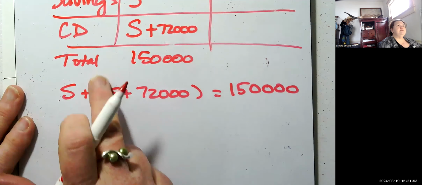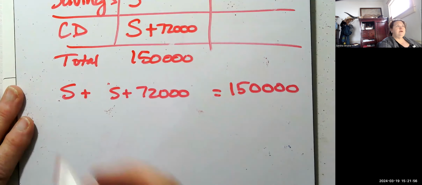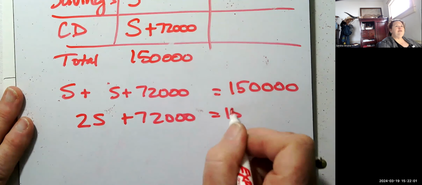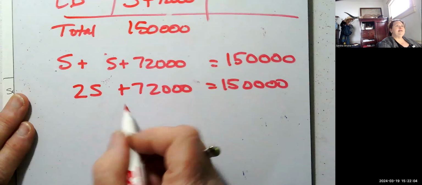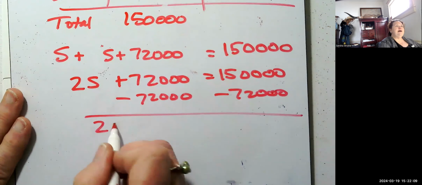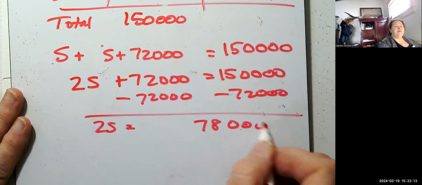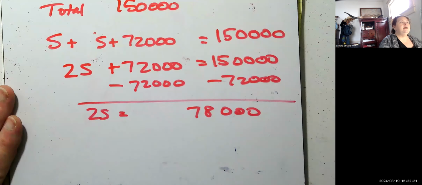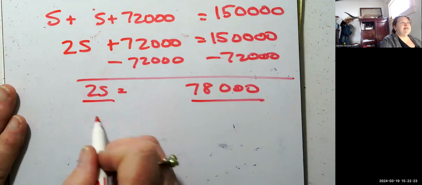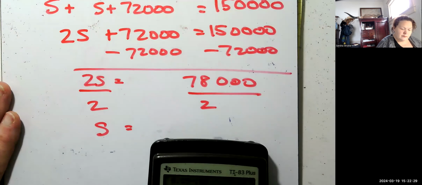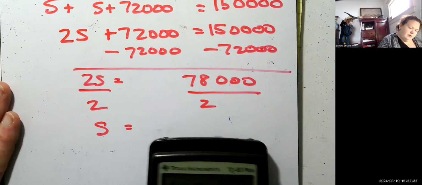I can drop the parentheses. I was just representing the fact that I was presenting both. S plus S is 2S plus 72,000 is equal to 150,000. Subtract 72,000 from both sides. We get 2S is equal to 78,000. I believe that's correct. Let me verify. Yep. And then solving for S, we just divide both sides by 2. And S is equal to 39,000.